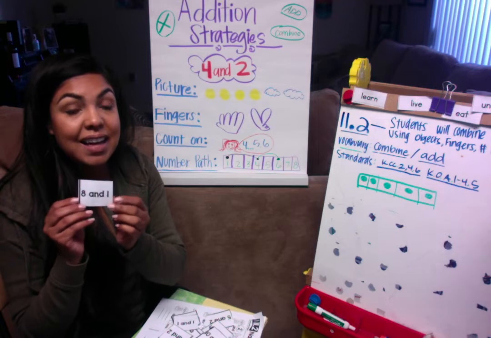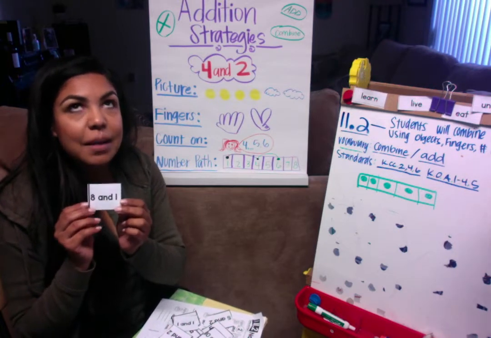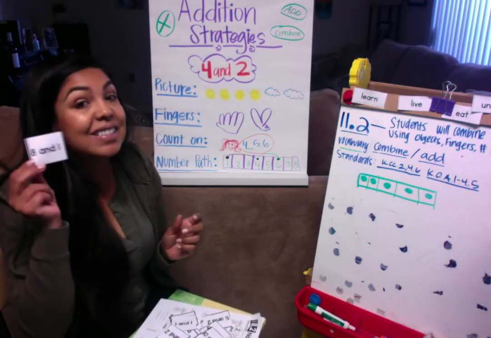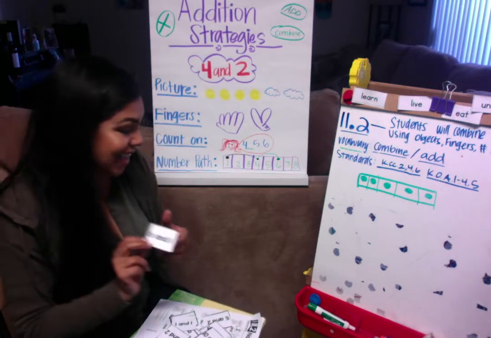So Miss D got 8 and 1. So I have 8. I'm going to count on. I only have to count on 1. So 8, 9. My answer is 9. Am I right? Yes. And I was fast.